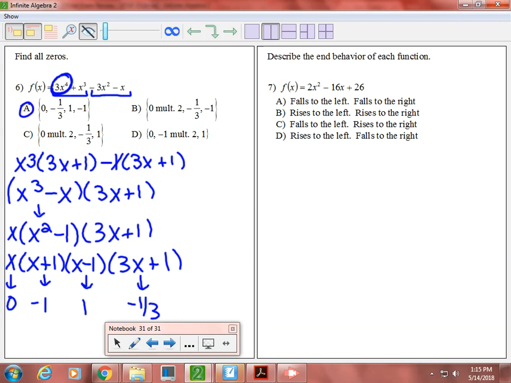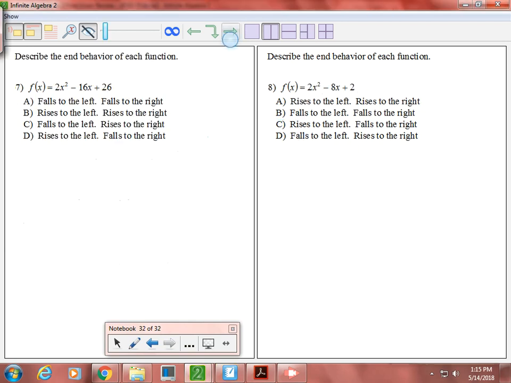My next question is asking us to describe the end behavior. So what I want to look at here is x squared and then the number out in front. So the x squared tells me that it's going to be a quadratic function, and they're both going to be the same thing. The 2 is positive, so it's going to be up, so it's going to rise to the left and it's going to rise to the right. It's going to rise in the same direction, because it's the same thing.